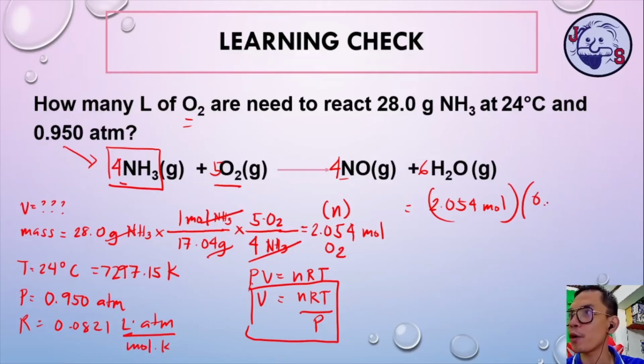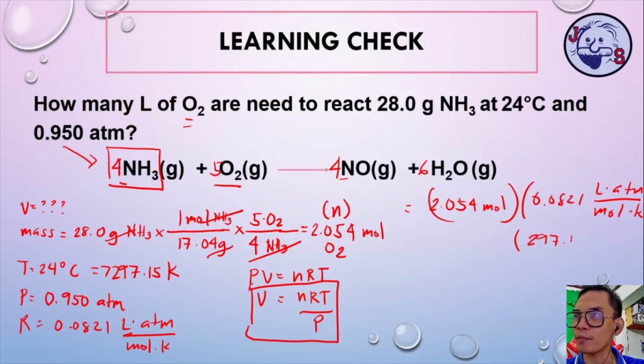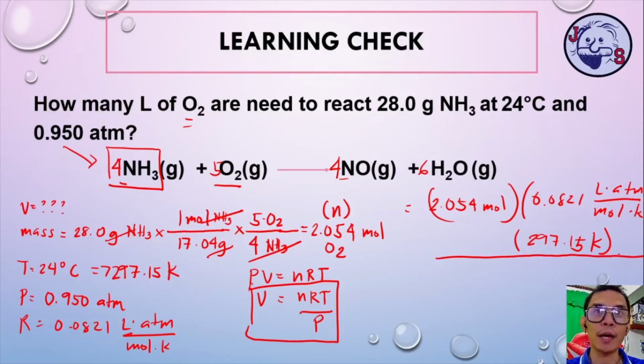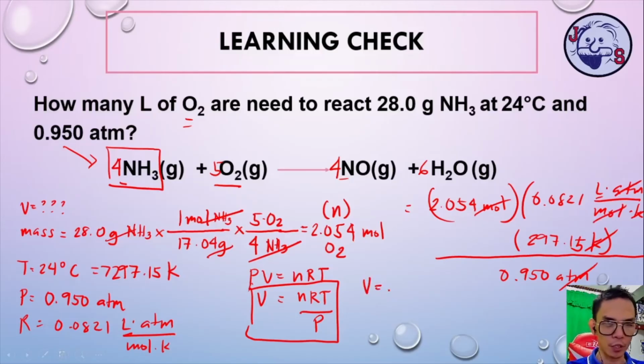So 0.0821 liters atmosphere per mole Kelvin, multiplied to the temperature, which is 297.15 Kelvin, divided by the pressure, which is 0.950 atm. Cancel all the similar units: cancel Kelvin, cancel mole. Then we have the liters, which is what we are looking for. So what will be the volume? Let's compute.